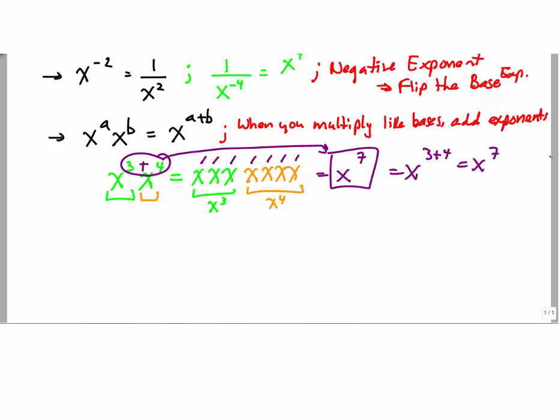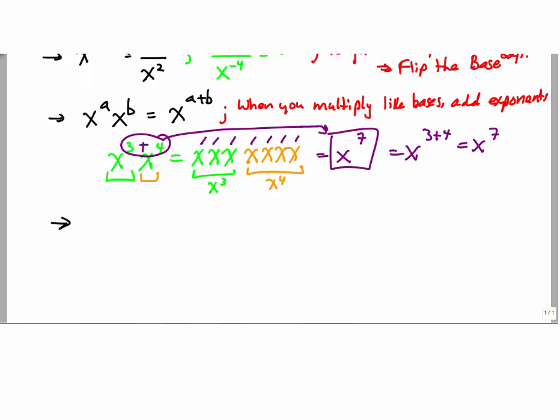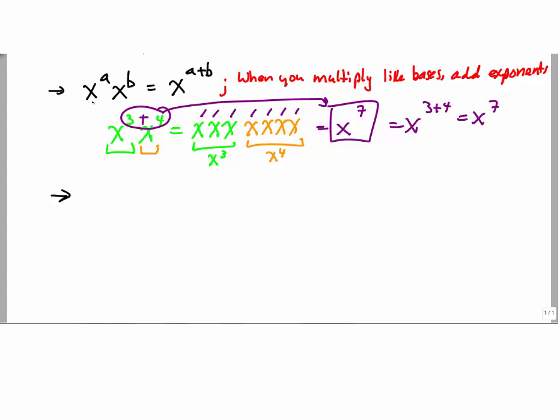Now if you can't remember the rules, you write them out. Write down all your x's, and see if you can come up with a shortcut rule. So when you multiply like bases, you add the exponents. Now in order for this rule to work, both of the bases have to be the same. If the bases are different, this would not work.